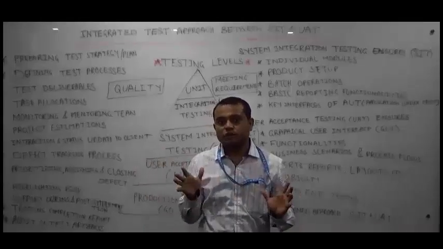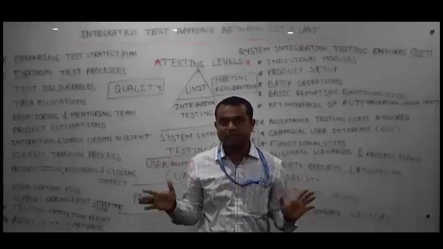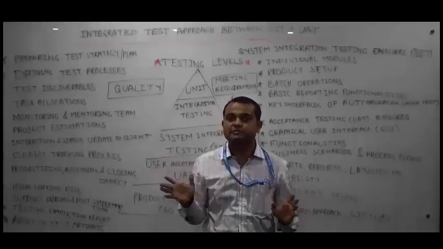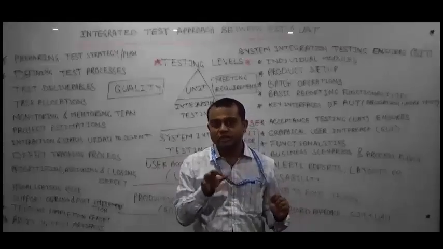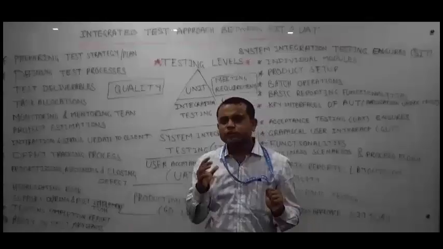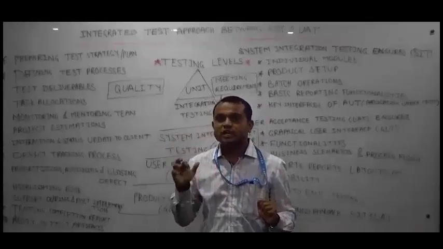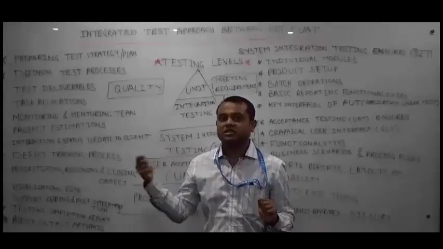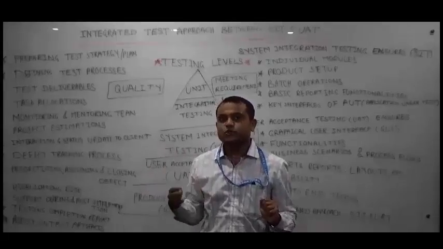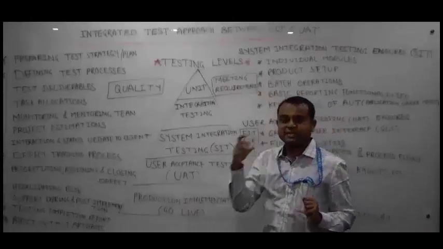So no entry control document, no separate test completion report, no separate defect manager, no separate test manager, and the number of resources will be less. This way, this is a very effective model, a very new concept. Now some companies are adopting this concept, and gradually it will be implemented in bigger organizations as well. So that's all about this integrated test approach between SIT and UAT.